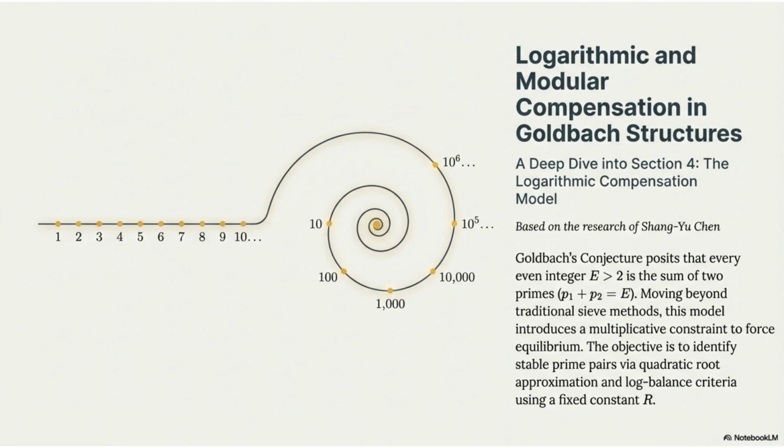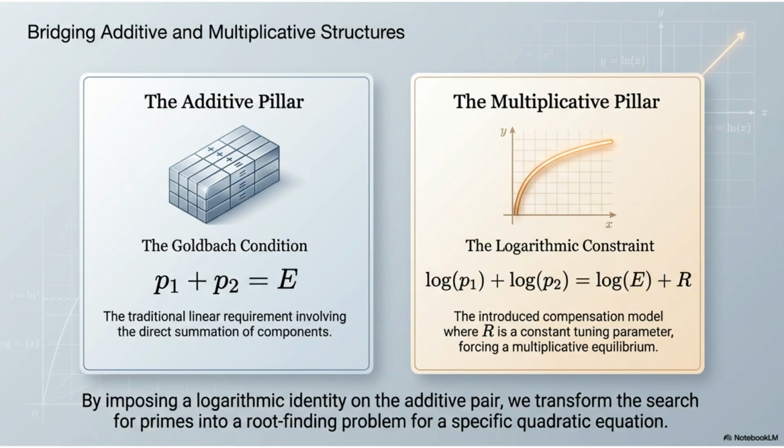Welcome to a deep dive into logarithmic and modular compensation in Goldbach structures. This model introduces a multiplicative constraint to identify stable prime pairs using quadratic root approximation. We are bridging additive and multiplicative structures. The Goldbach condition is the additive pillar, $p_1 + p_2 = E$.